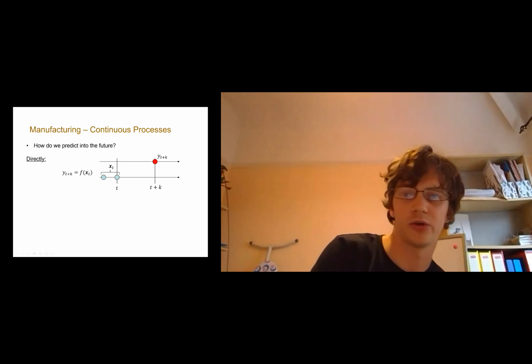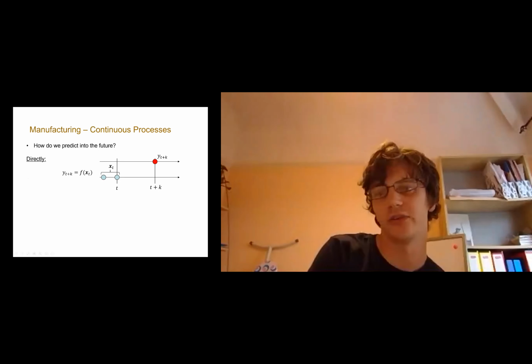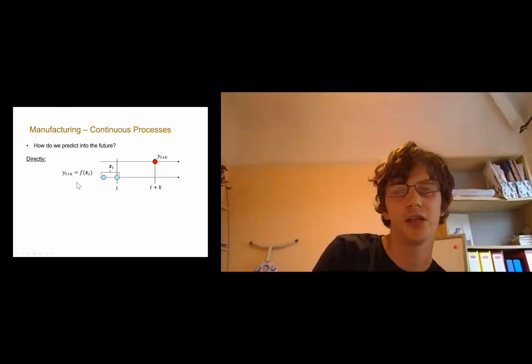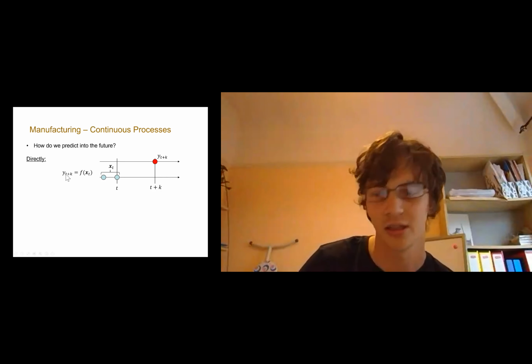So I've got here some sensor measurements that I've written as X. We've got a bunch of them at time t. We want to know what happens at time t plus k, so that could be 8 hours later. And so you just try and map directly from your x_t to your y_{t+k}, where y is the quality of your product, that kind of thing.